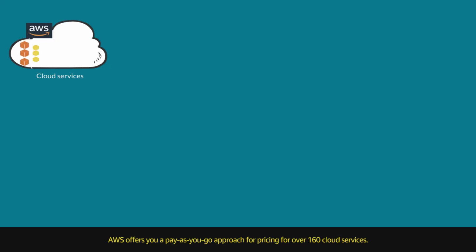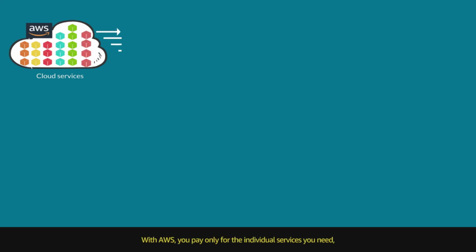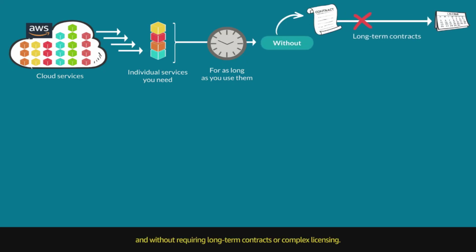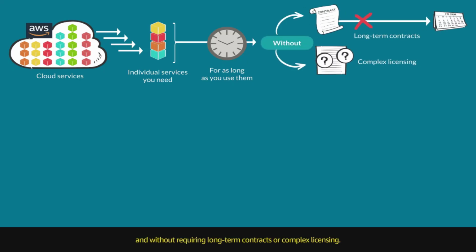Pricing Calculator. AWS offers you a pay-as-you-go approach for pricing for over 160 cloud services. With AWS you pay only for the individual services you need, for as long as you use them, and without requiring long-term contracts or complex licensing.